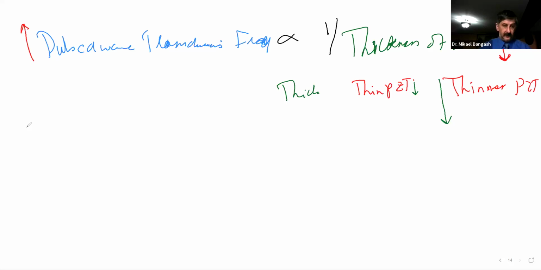Whereas if you do it the other way around, a pulse wave transducer with a low frequency is mainly going to be because that transducer had a greater thickness, or that transducer's PZT was thicker. Did that make sense? Yes. Good. And now, the greater the thickness, the less the frequency.